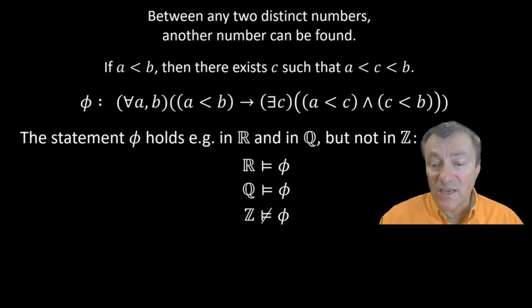The first and second version at the top of the slide are statements which are true in the reals and the rationals, false in the integers. The symbolic version phi is neither true nor false, it's just a string of symbols. And the distinction is very much like the distinction between a pipe and a picture of a pipe, or between Italy and a map of Italy. They're not the same thing.